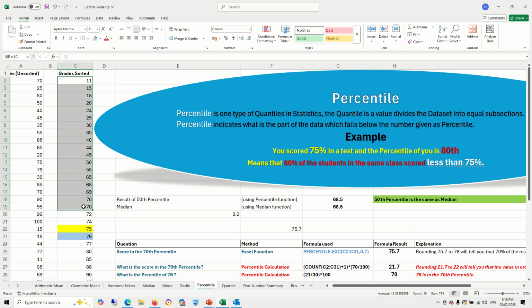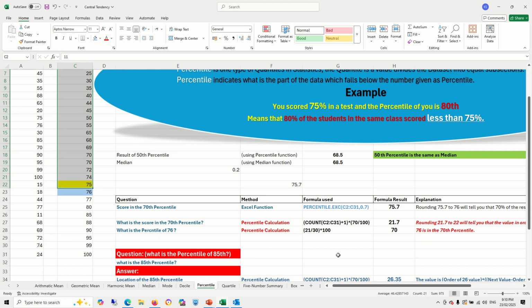If we count simply the whole values below 76, we have 21 values. So if we go to this 21 divided by 30, as you see, multiply by 100, it will give you directly 70. That means that the percentile of 76 is 70. That means that 76 is in the 70th percentile. That means that 70% of all results fall below 76, and this is true.